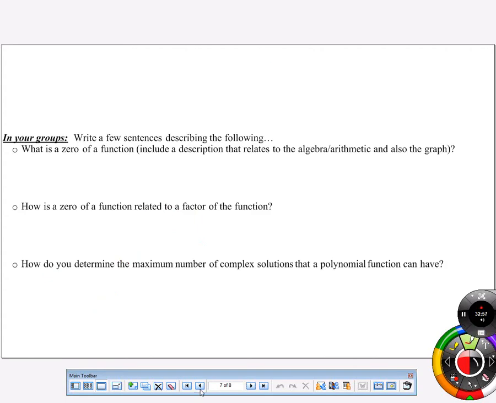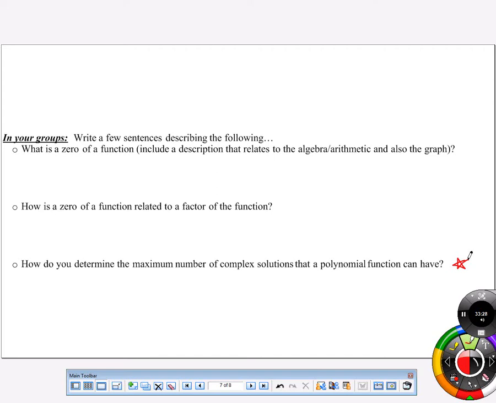Think about these questions, okay? What is a zero of a function, graphically or algebraically? How is a zero of a function related to a factor of the function? And how do you determine the maximum number of complex solutions that a polynomial function can have? Actually, let's talk about this for a minute just together, because we only have 2 minutes and we didn't really discuss this. It's in the note guide, but you don't have to. It's fine. It's just like things that we should be able to explain, right? Because we're often asked to explain.